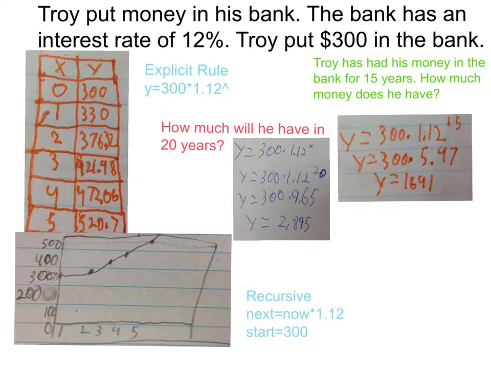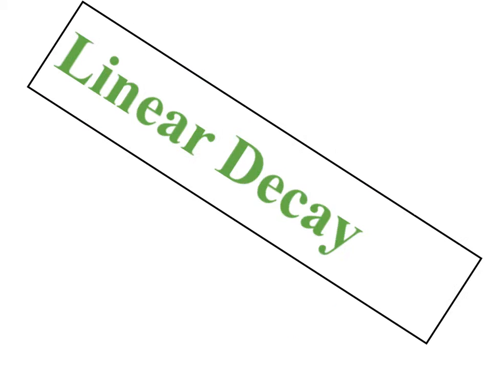How much money will he have in 20 years? To solve this, we also have to figure out the y. First, we have to set up the equation 300 times 1.12 to the x. And then we have to do 1.12 to the 20th power, which equals 9.65. Then we do 300 times 9.65 to get $2,895 for 20 years.